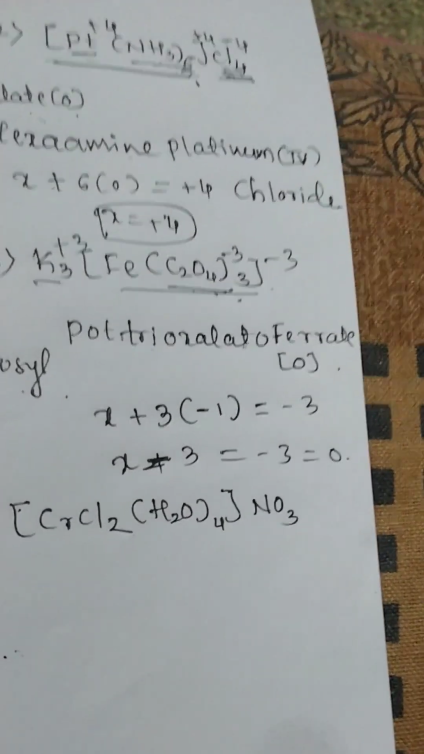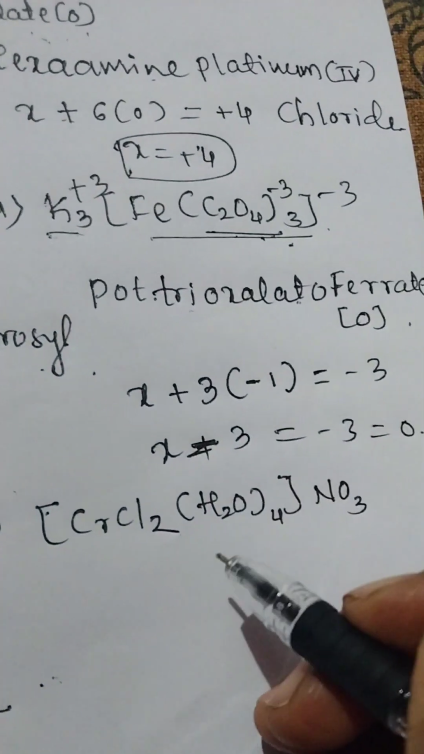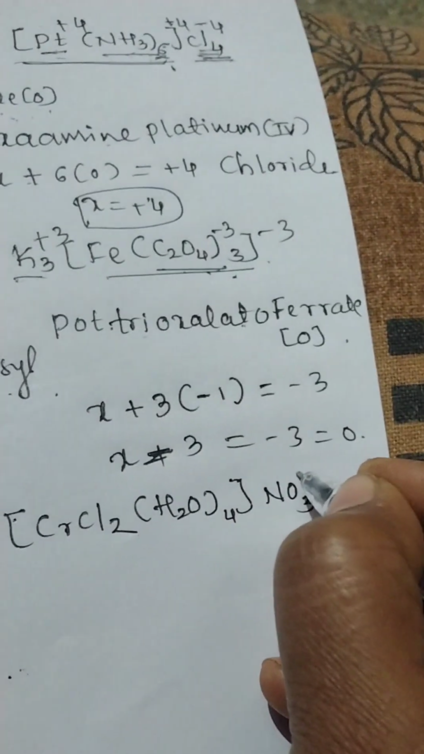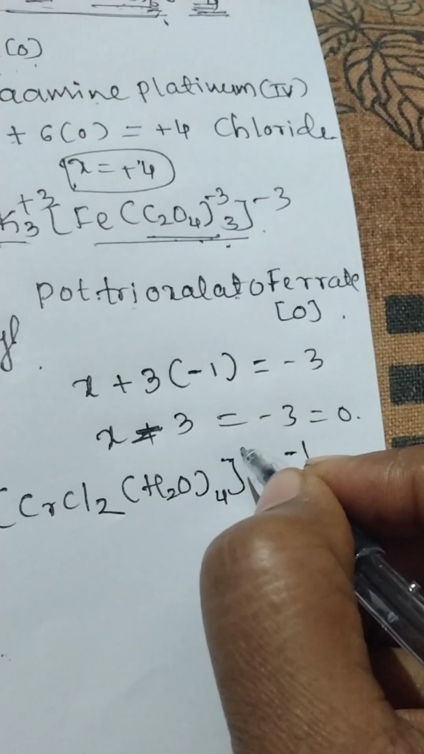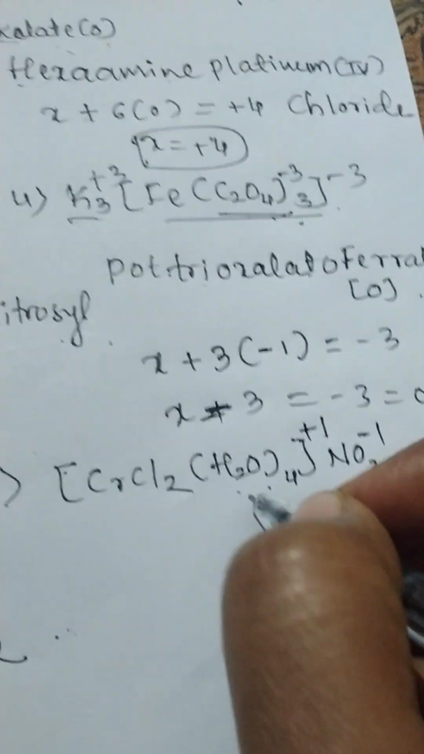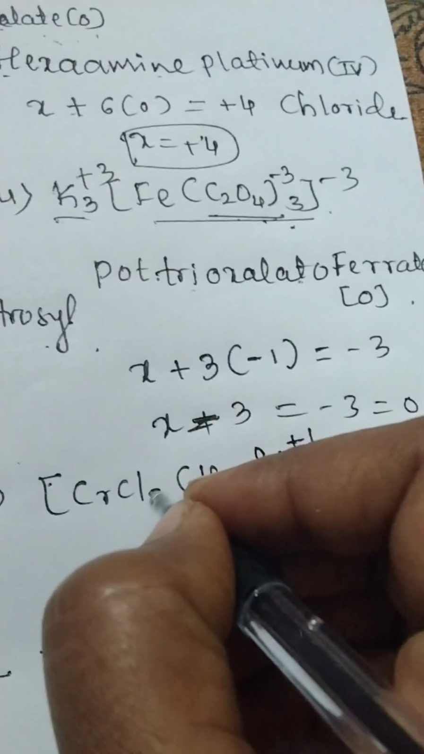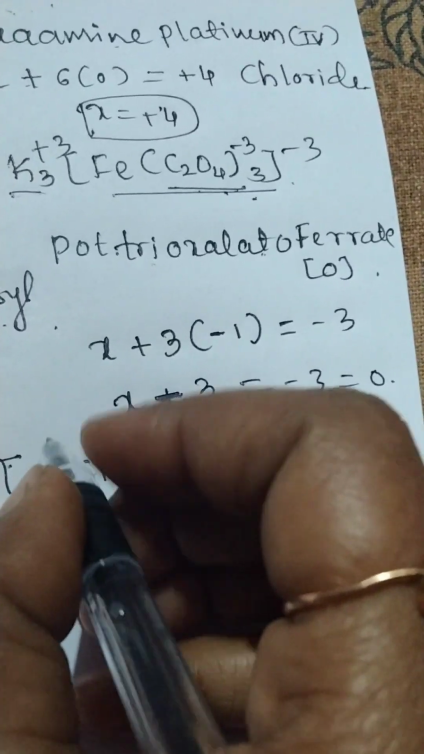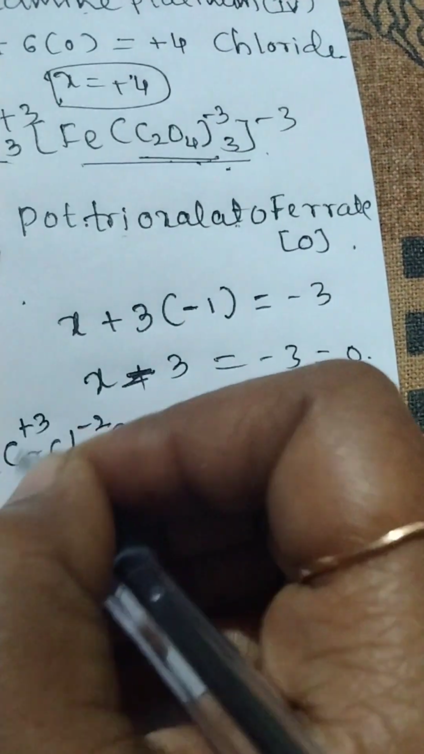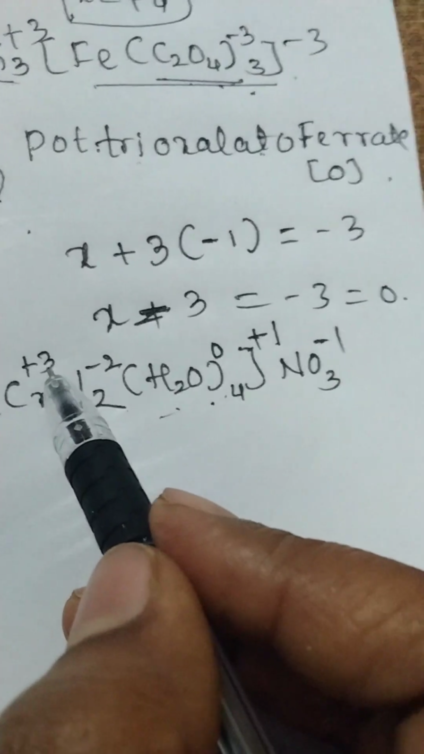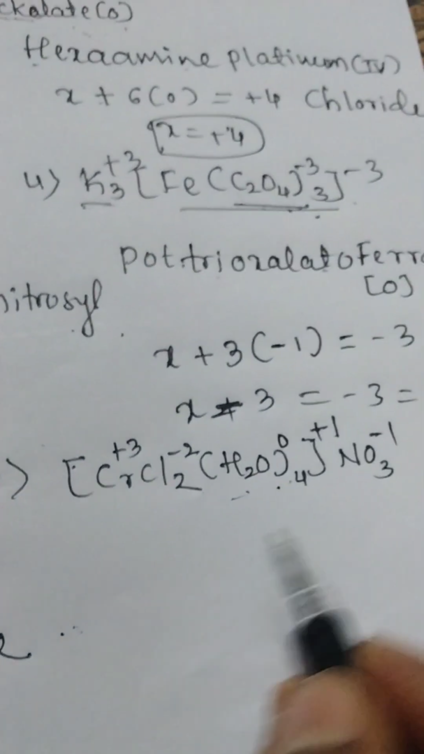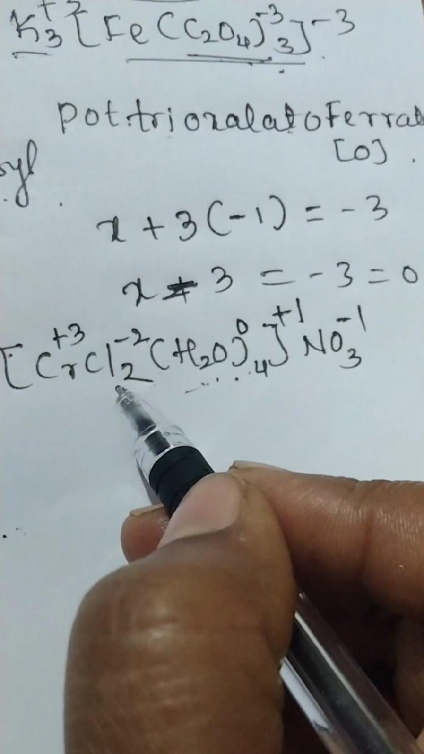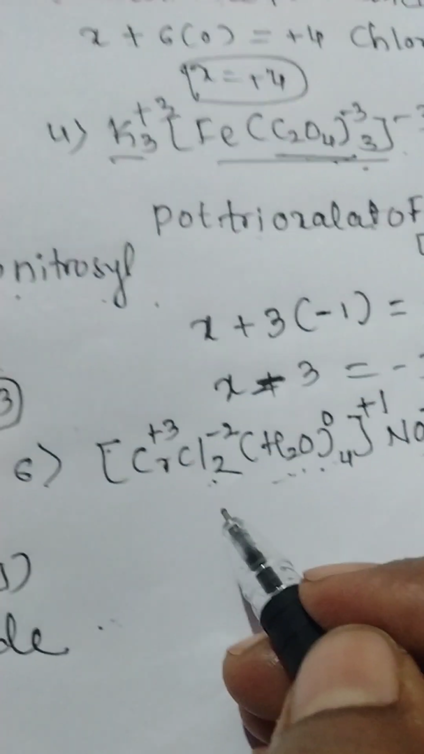Okay, the next example. So the nitrate has a -1 charge, so it has a +1. The charge on a ligand is 0, and here it is -2. So the charge on the central metal will be +3. How many ligands? There are two types of ligands. One is aqua and another one is chloro.